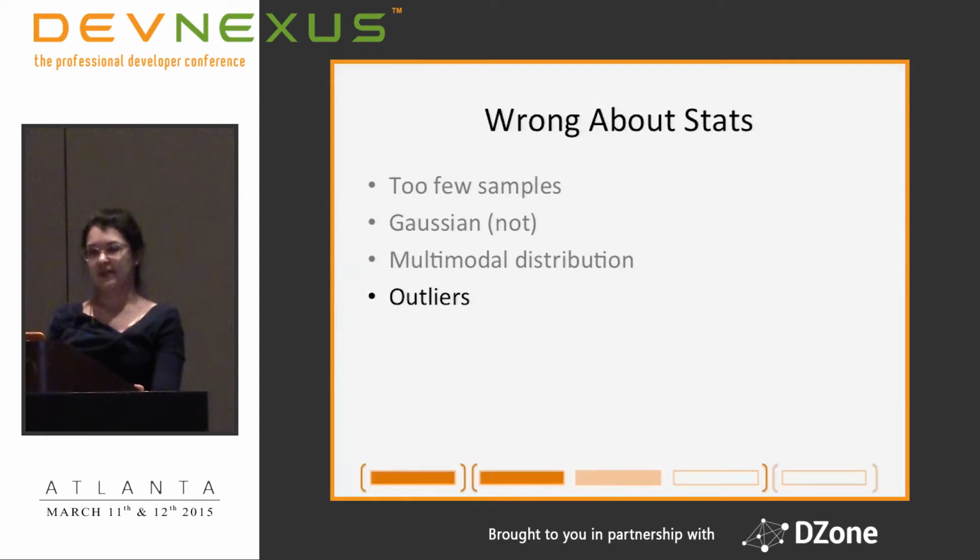Now, my favorite topic is outliers. Unfortunately, outliers don't get the attention that they really deserve when reasoning about data, when interpreting our data sets. They also allow us to detect whether coordinated omission happens. So let's talk about that, since I promised that.